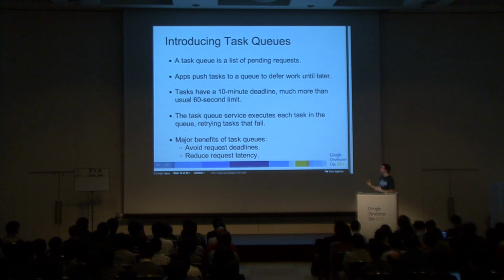And so the major benefits that you get from task queues is you can avoid request deadlines. You can do more work in a task queue than you can in a normal user request. And you can reduce the latency of user requests. So if a user updates some info that you want to write to the data store, you can do the data store write in a task queue, and then the user gets their response immediately, but maybe an expensive data store operation happens in the background.